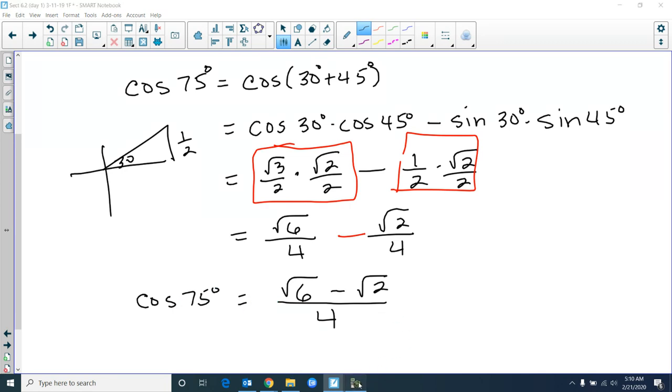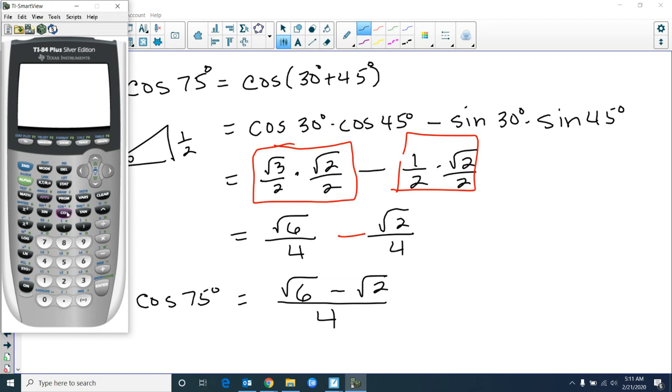Just to make sure this makes sense, cosine of 75 degrees. If I go to my calculator, let me make sure I'm in the right mode, degrees, it's this decimal, 0.2588. That's an irrational number, can't be represented by a fraction, so I have to keep it in terms of radicals. If you take a look here, square root of 6 minus square root of 2, I hit enter on that, and then if I divide that by 4, I get the same value.